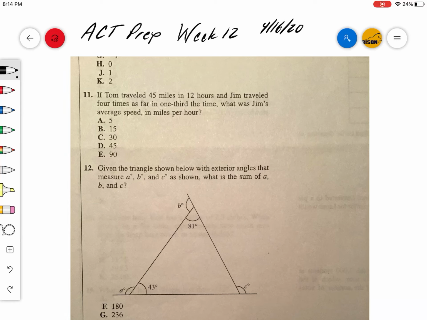We're going to jump right back into this and we're going to do 11 through 20 today. So I'm going to start in and just work through these.